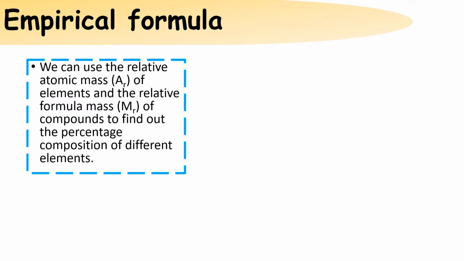Empirical formulae show us the amount of atoms, or the relative ratio of atoms, in a compound. We can use the relative atomic mass of elements and the relative formula mass of compounds to find out its percentage composition. We need to work out the percentage composition of a compound before working out its empirical formula.